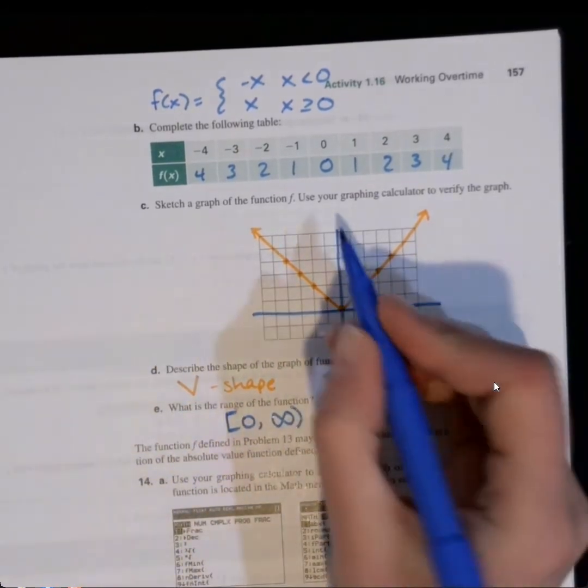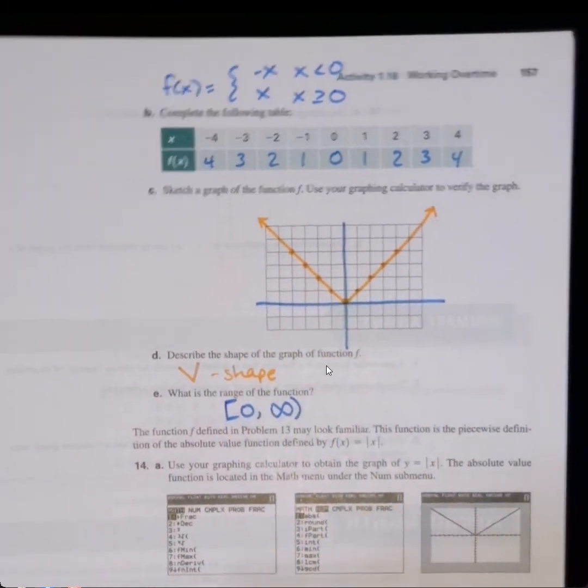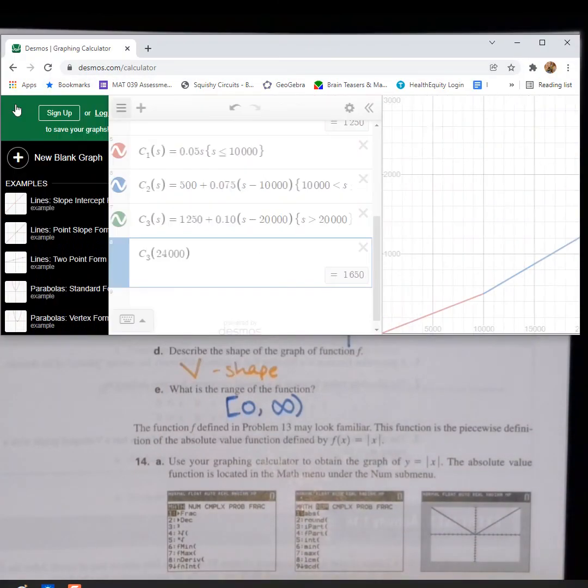Now, I forgot it asked me to use my calculator to verify the graph. So I'm going to go back and do that now. Get rid of my cost stuff.